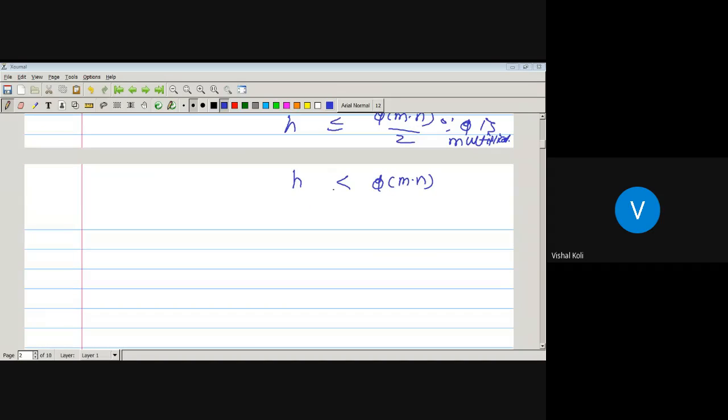Okay, so here we get h is less than phi of m into n. Let us take this one as equation 2. Now consider, so here we get one integer h which is strictly less than phi of m into n. Now consider a to the power h.